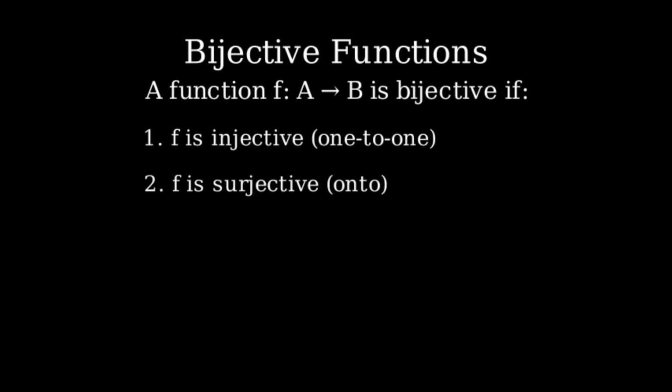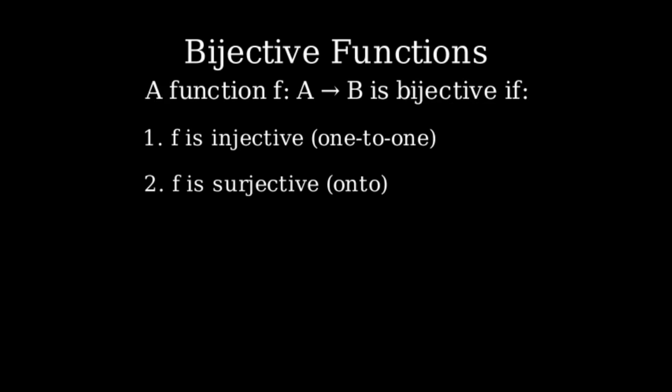Welcome! Today we'll learn about bijective functions. A bijective function, also known as a bijection or a one-to-one correspondence, is a function that has some special properties. Let's start with the formal definition. A function f from set A to set B is bijective if it is both injective, one-to-one, and surjective, onto.